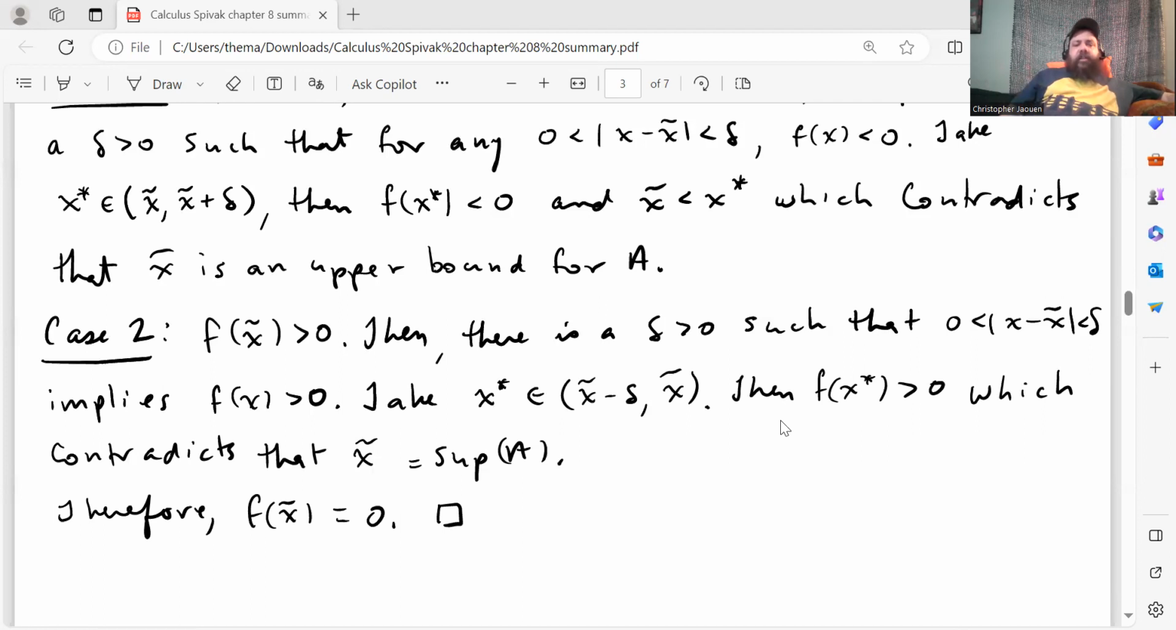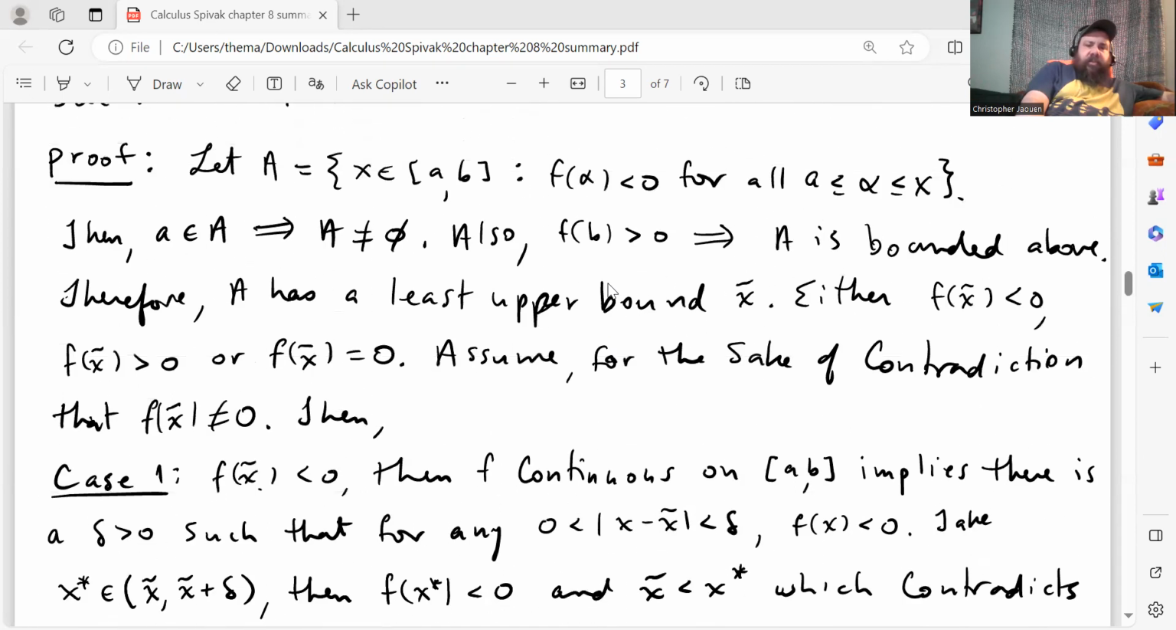Then x star, if you take x star in the open interval from x tilde minus delta, comma x tilde, then f of x star is greater than 0, which contradicts that x tilde is equal to the supremum of a. Therefore, f of x tilde has to be 0, because case 1 and case 2 both lead to contradictions. The only other option is that f of x tilde is equal to 0, so that has to be the case. And that proves the theorem.